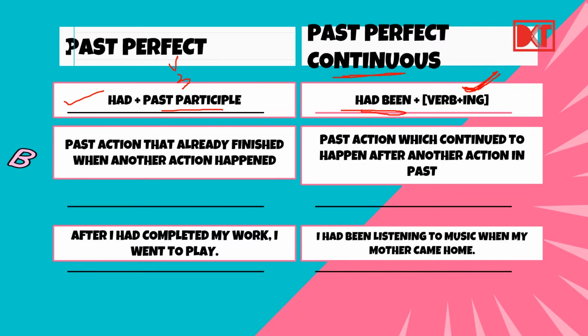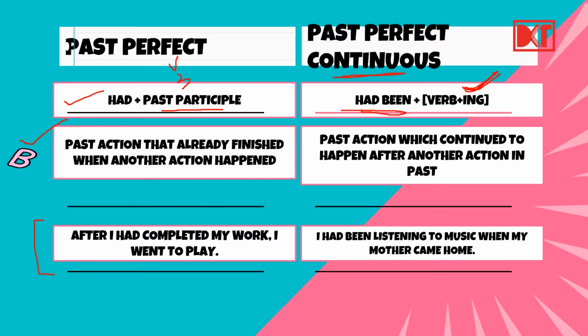So when is past perfect used? It is used for a past action that has already finished when another action happened. Alright, let's see an example. After I had completed my work, I went to play. Here you see both the actions have happened in the past. This person, for example me, completed my homework in the past and went to play also in the past. So both the actions are of the past.